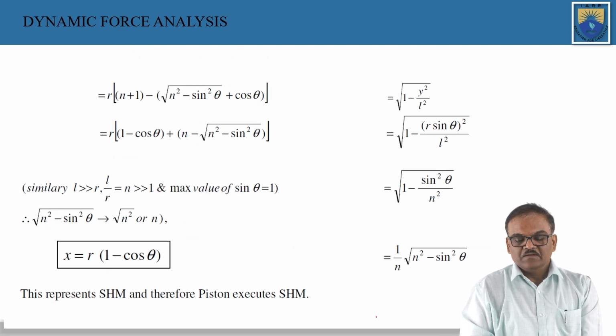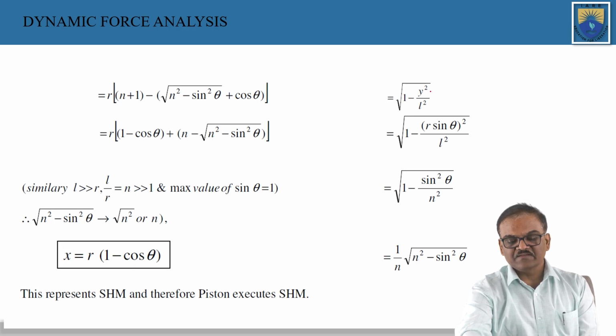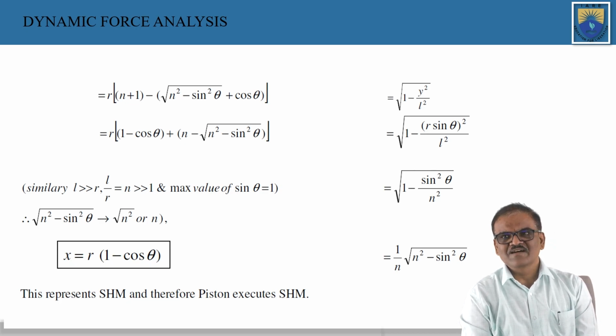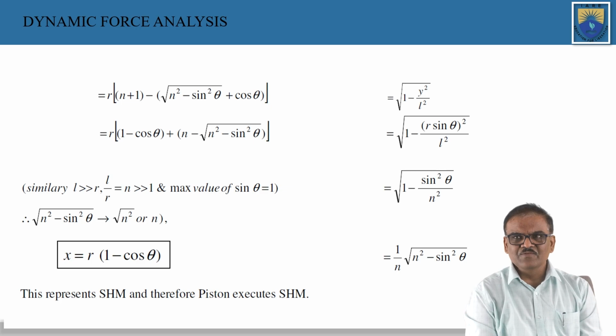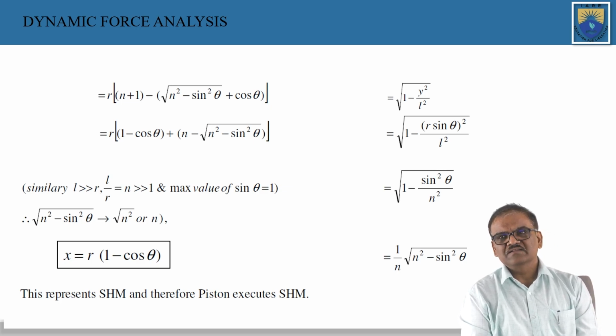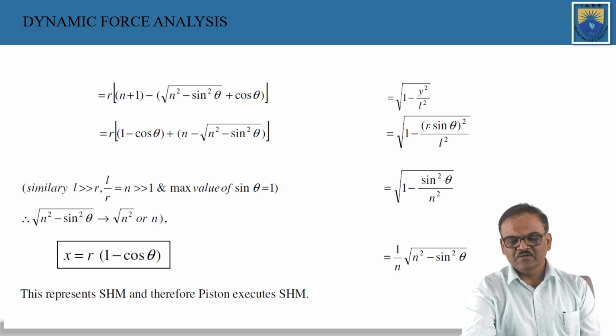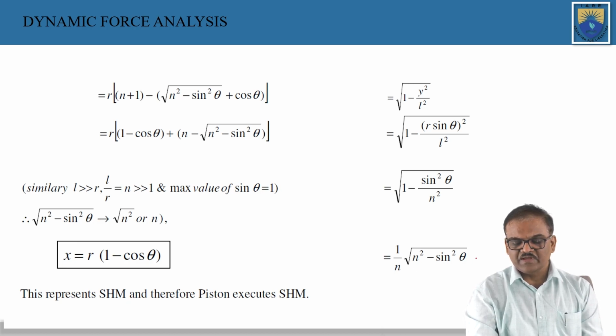Therefore, sin square phi can be written as y square by L square. Y square is equivalent for both the cases, so it is r sin theta whole square by L square. Then if you bring r square down, sin square theta by n square, 1 minus sin square theta by n square. Therefore, if you take n square as LCM, 1 by n into under root n square minus sin square theta. This I wanted to write here.